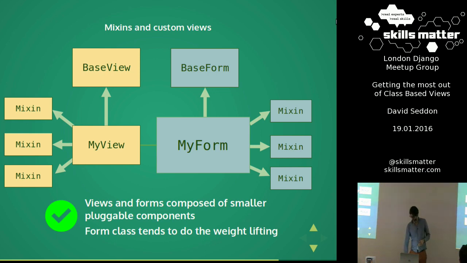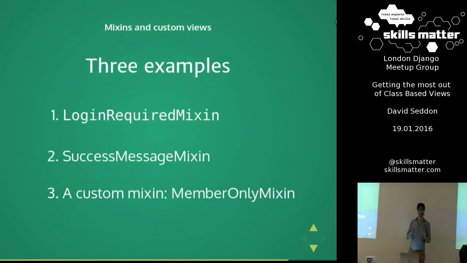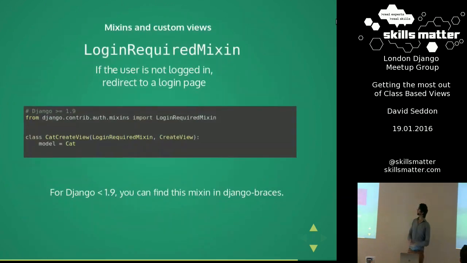So, with that in mind, I'm just going to give three little examples, two of which are in Django Core and you can use. The third is an example of a custom mixin. So, LoginRequiredMixin. Who uses this? Has anyone ever used this mixin? Yeah, a few people. It's really useful.